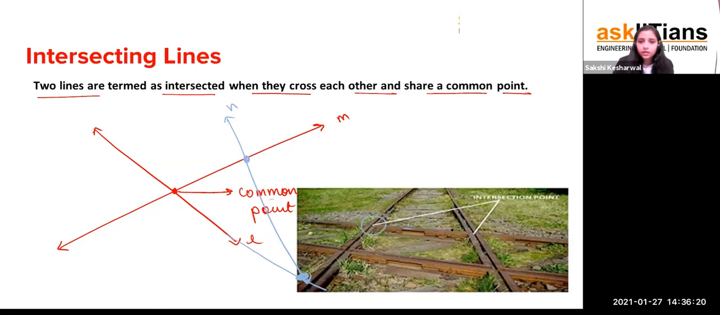So can you see in this figure, this and this are intersecting points? Yes or no? This is clear to everyone. This is a common point, right? This is a common point, right? And this is again a common point.